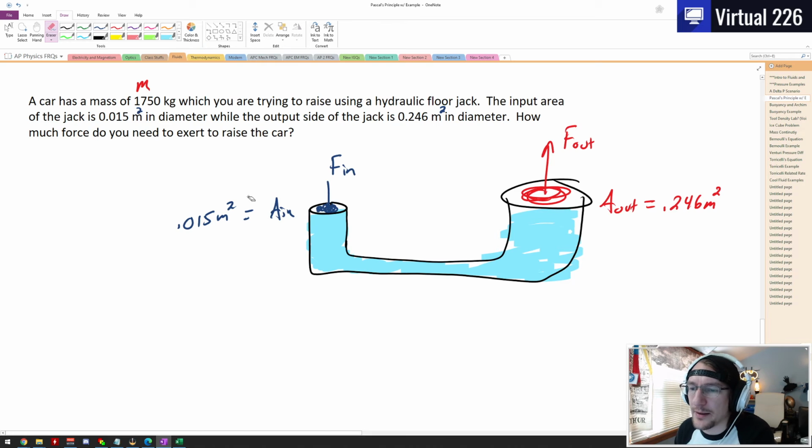Oh, no, it's a diameter. I apologize. It's 0.015 meters in diameter, and then it is 0.246 meters in diameter. So I apologize for that. So this little circle here has a diameter of that with an input force, and the circle on the right-hand side has a diameter of 0.246.